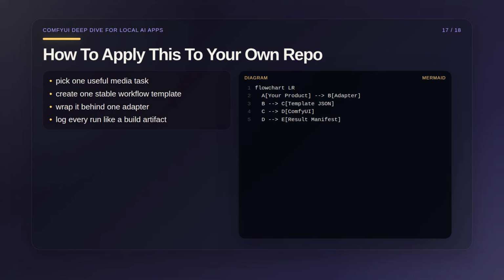If you want to apply this in your own repo, start small. Pick one media task that matters. Build one stable workflow, put one adapter in front of it, then log every run like a build artifact. Once that path is reliable, expand from there.